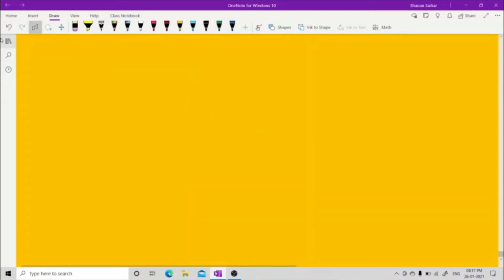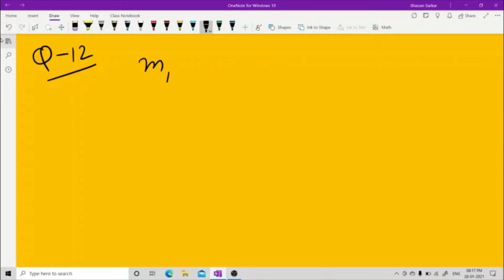Yes, this is question number 12, I hope so. Yes, we are going in the opposite direction. Exactly. Now there is a mass m1. The ball's mass is 2 kg. No problem. M2 is 10 kg.